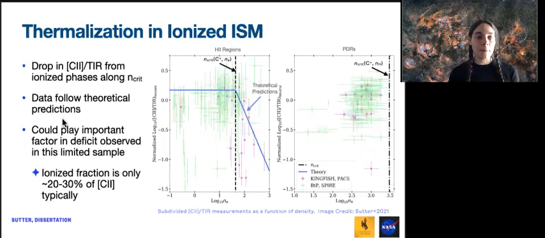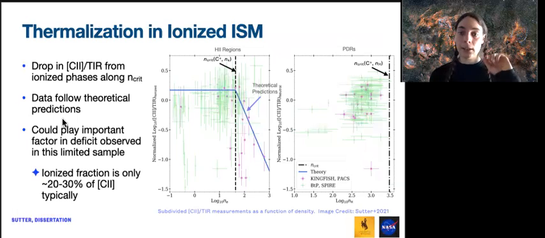So with that, we're able to look at the C+ to TIR emission from the individual phases of the ISM. So now I'm dividing not just my C+ emission, but also my total infrared emission by ISM phase. And one of the first things I wanted to test was whether thermalization of the C+ line in ionized phases of the ISM could be causing the deficit behavior we see in our sample. So just a really quick definition, thermalization is what occurs when we essentially hit a ceiling in the amount of C+ emission we can get from a region.